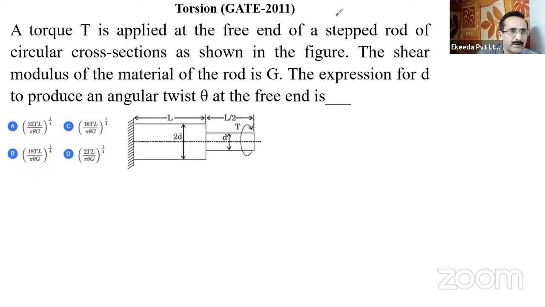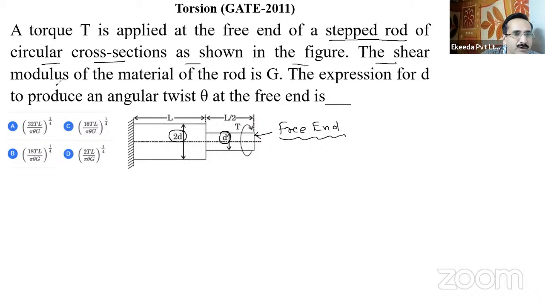Let us read this numerical. A torque T is applied at the free end. This is called the free end. One end is fixed and the other end is free here, right? So a torque T is applied at the free end of a stepped rod. Why are we calling it a stepped rod? Because the diameter is changing. Here the diameter is 2D and then it reduces to single D, right? So that's why it is called a stepped rod of circular cross section as shown in the figure.